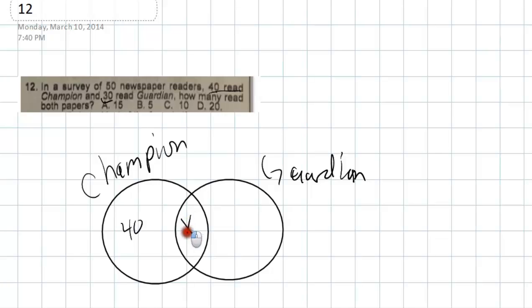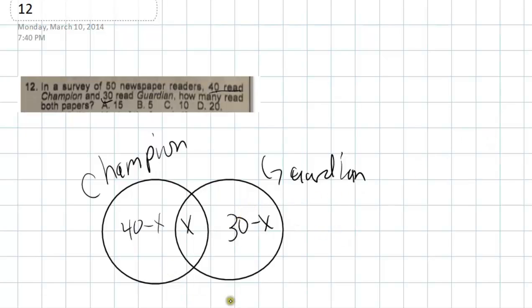But remember that in between here is an intersection, okay? So you have to count this as 40 minus x, because this in here finishes this out here. Alright, and then here we have 30, but this is also 30 minus x, okay? Because there's an intersection of the two of them. So now we just go ahead and solve for x.